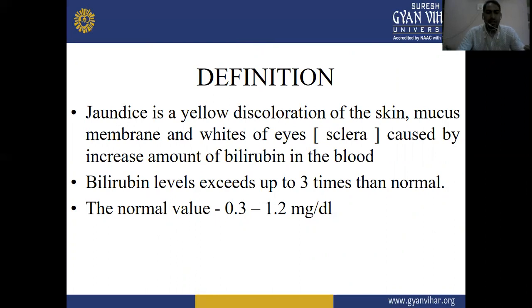In jaundice, the bilirubin level exceeds up to 3 times than normal, and the normal value of bilirubin is 0.3 to 1.2 mg per dl. dl means 100 ml, so 0.3 to 1.2 mg per 100 ml.